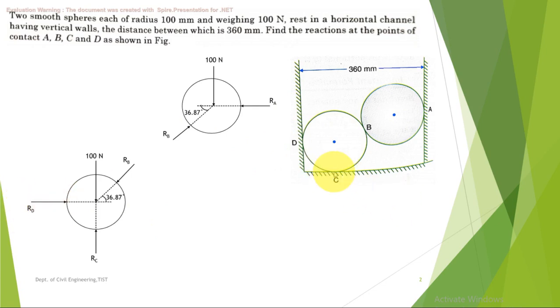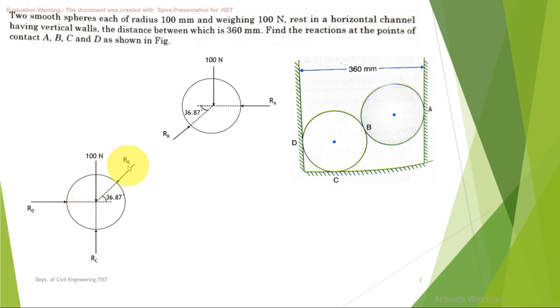Then at C you have a contact point. The reaction at C will be perpendicular to the contact surface. The contact surface here is horizontal. So what will be the direction of the reaction? It will be perpendicular to that. That means it will be vertical. So RC is marked in the vertical direction. Now you have the weight. Weight is already marked, 100 Newton.